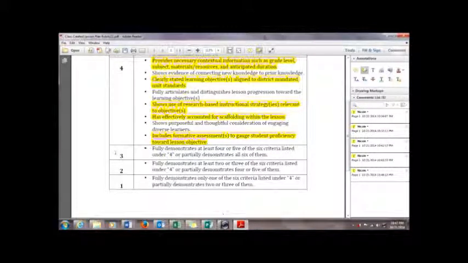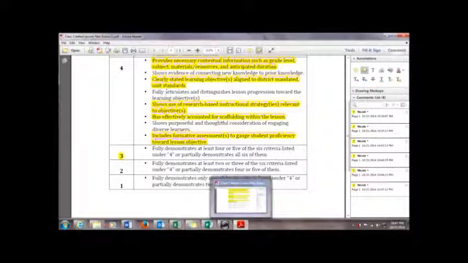And I would probably give this lesson plan a 3 because of the fact that in the criteria it says you fully demonstrate at least 4 or 5 of the 6 criteria listed. Because they get a 5, I might give them a 3.5, but I think at this point, from what I've seen in their lesson and with the review section considered, I would probably give them a 3.